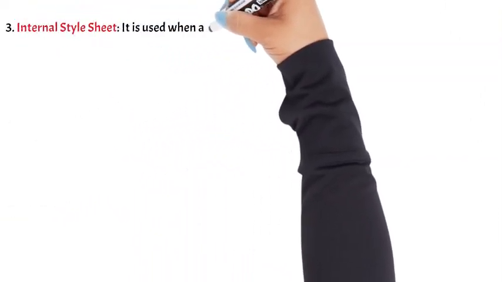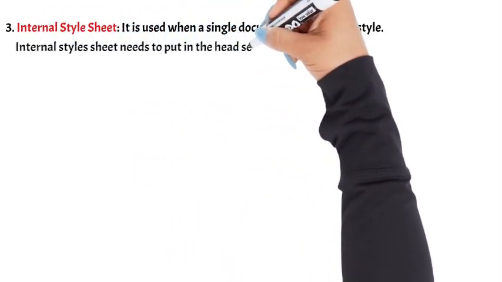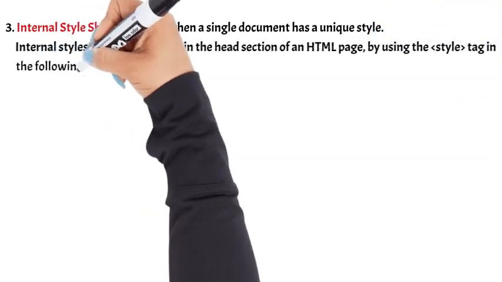3. Internal style sheet. It is used when a single document has a unique style. An internal style sheet needs to be put in the head section of an HTML page by using the <style> tag in the following way.